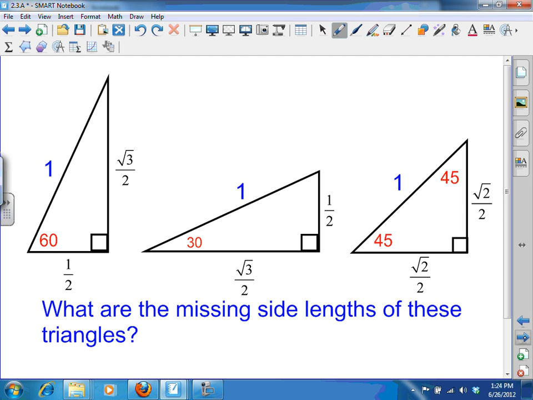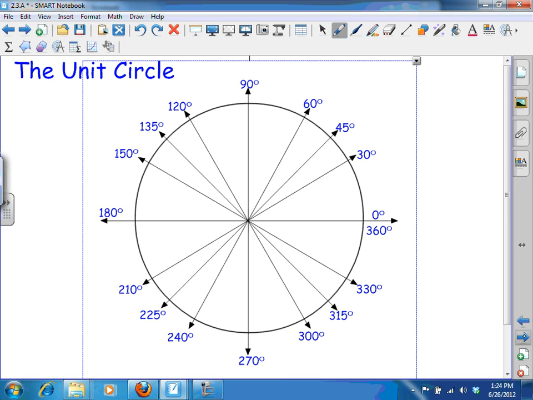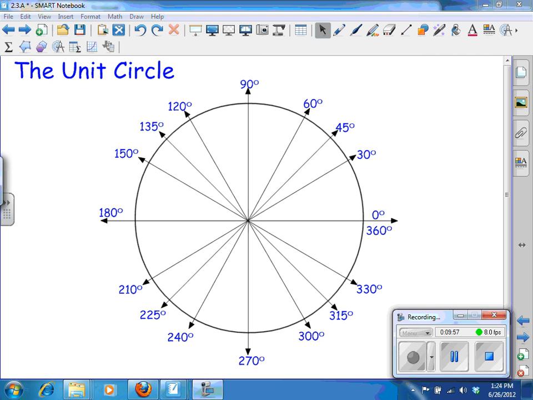Those are the values. Now, if we put those triangles in a unit circle, we're going to be able to come up with a whole bunch of angles. So let's look at this. Here is something called the unit circle. It is a circle of radius 1. The radius of this circle is 1. That's what it means to be a unit circle.